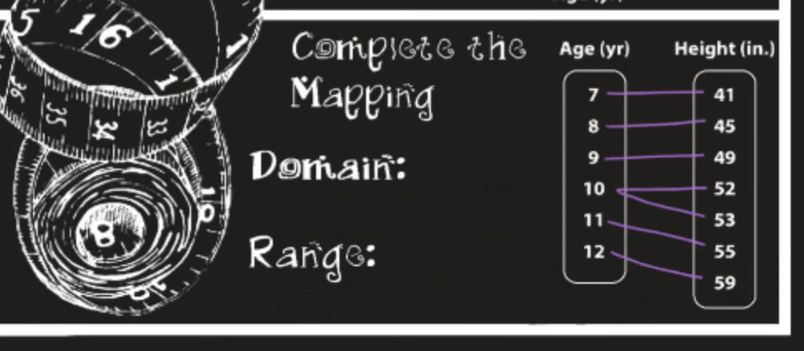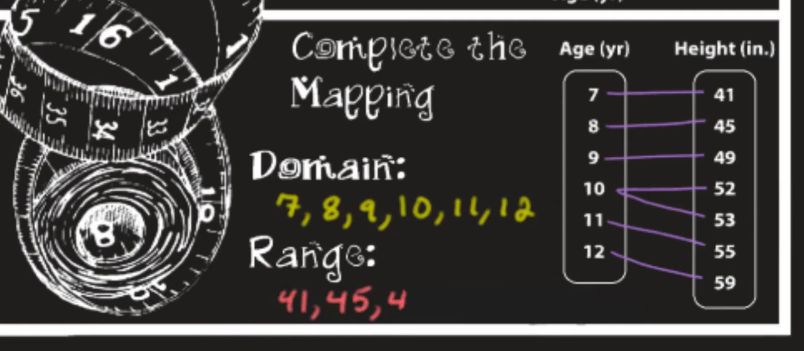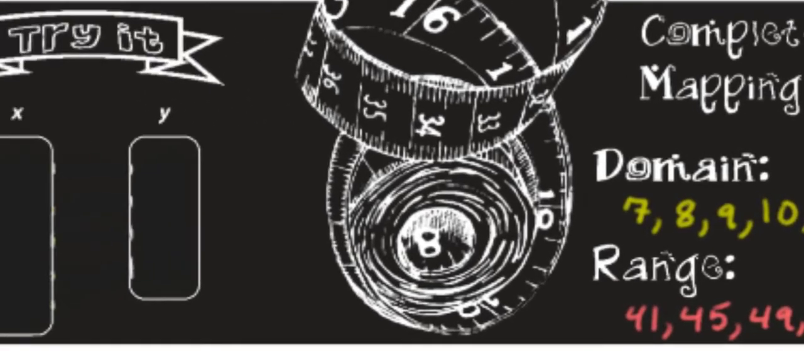For this relation, our domain is all of our inputs, or x values: 7, 8, 9, 10, 11, 12. Our range would be our output values, or y values: 41, 45, 49, 52, 53, 55, and 59.